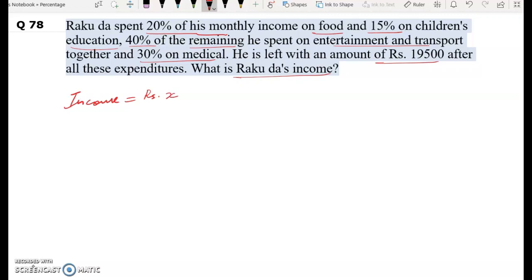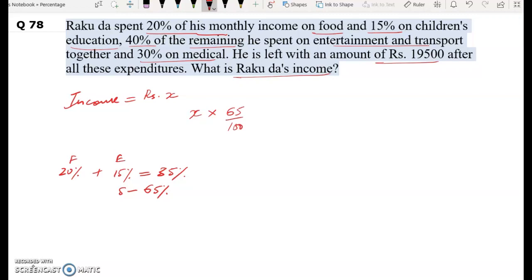Now Rakuda spent 20% of his monthly income on food and 15% on children's education. So 20% on food plus 15% on children's education, in total he spent 35%. So he is left with how much? 100 minus 35 is 65% savings. So X into 65 by 100.